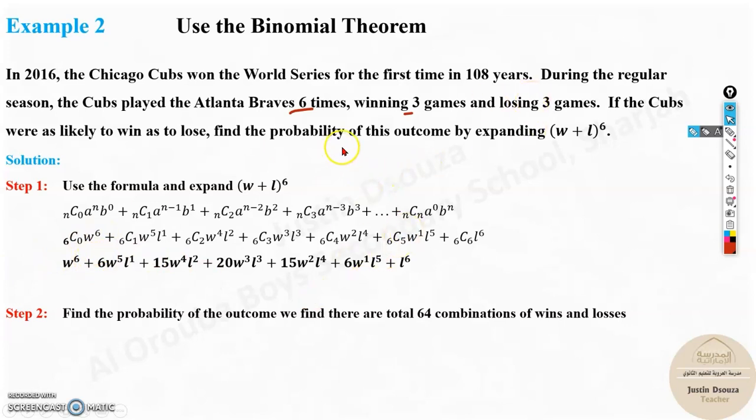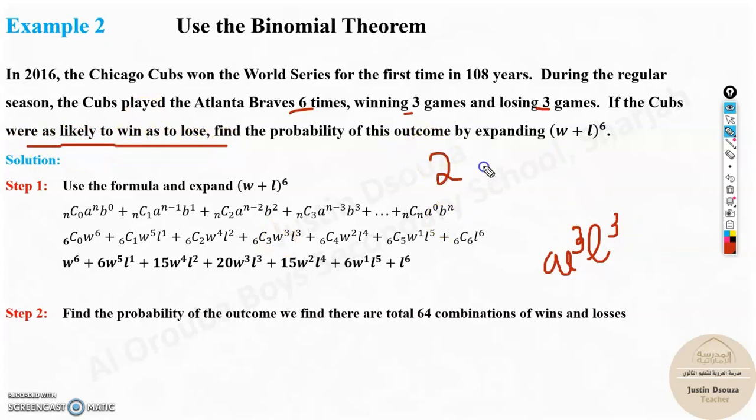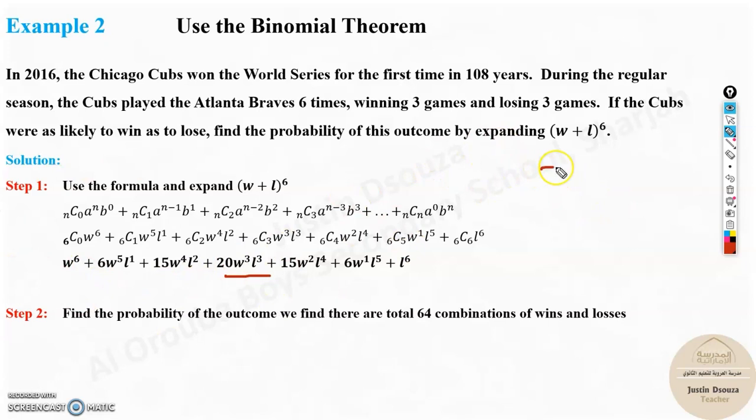Fine. What did they ask us? Winning 3 games, losing 3 games. That means W^3 L^3. See where you get win 3 games and lose 3 games. That means as likely to win or lose. Now, if it was 2 and 2, W^2 L^2, this is also correct. Why? Because they are as likely to win and lose. Over here there is only one where the powers are the same. That means in this total, 20 is the number of ways they can win and lose with the given probability.